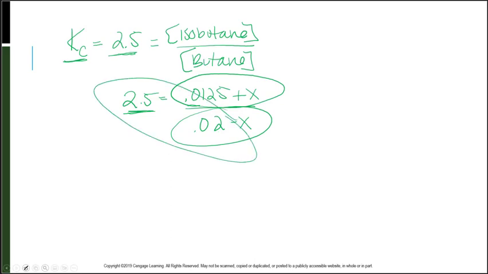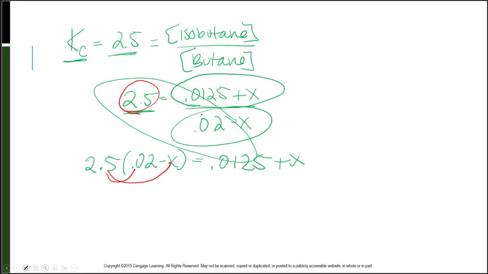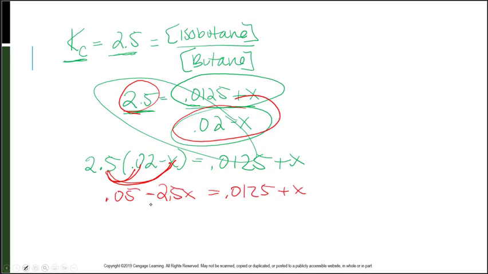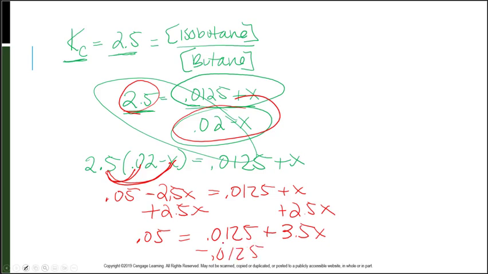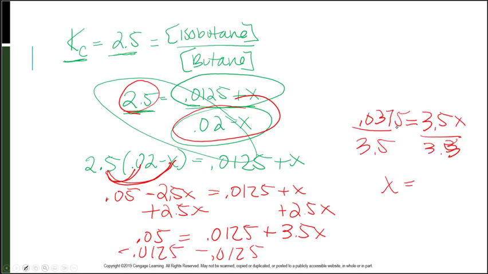Let's cross multiply. That leaves me here 2.5 times 0.02 minus x. So now I need to distribute and do 2.5 times 0.02 and then 2.5 times negative x. Then I need to get my x's on one side and get my actual numbers on one side. So I'm going to add 2.5x to both sides. Then I need to subtract 0.0125 from both sides. That leaves me with 0.0375 is equal to 3.5x, and divide both sides by 3.5. That gives me x equals 0.01071 molar.